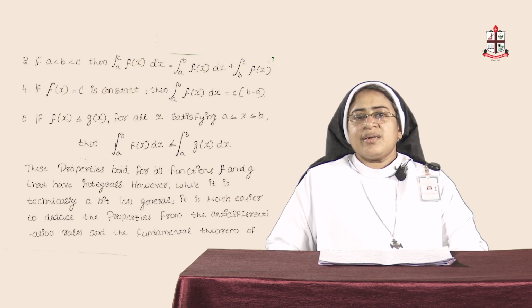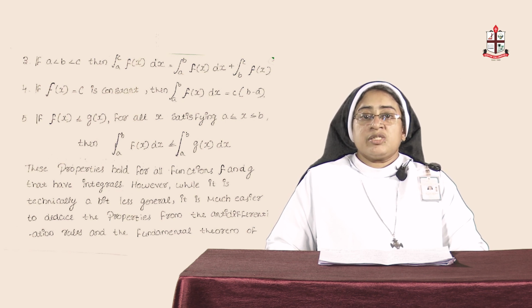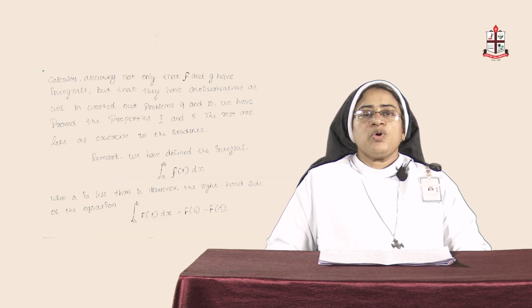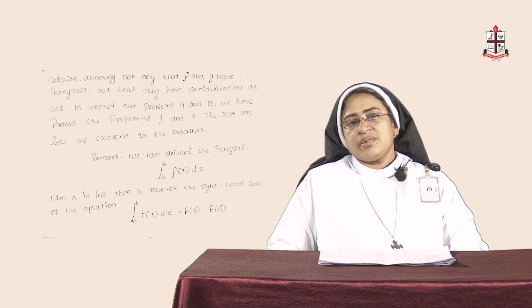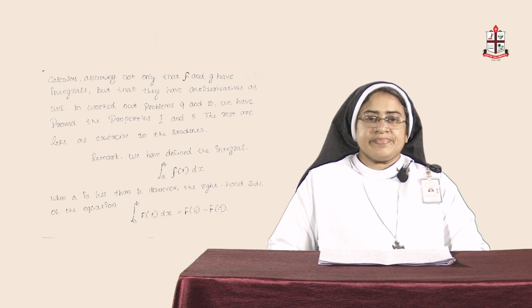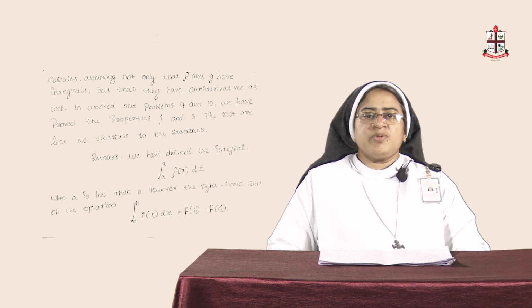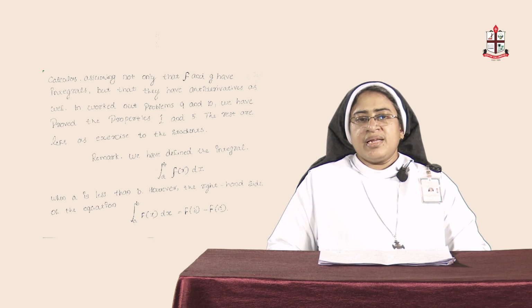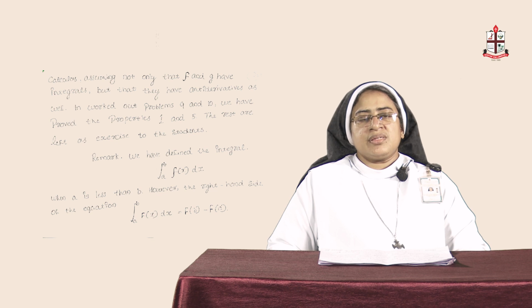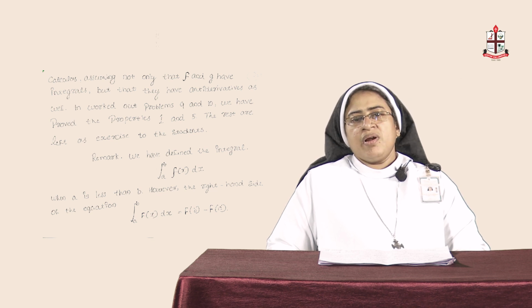However, while it is technically a bit less general, it is much easier to deduce the properties from anti-differentiation and the fundamental theorem of calculus. So, assuming that not only f and g have integrals, but they have anti-derivatives, only such problems could be worked out. Now, in the problems which we are going to work out in 9 and 10, we have proved the properties 1 and 5. The rest are left as exercise for you, dear students, and we will go to the remark.